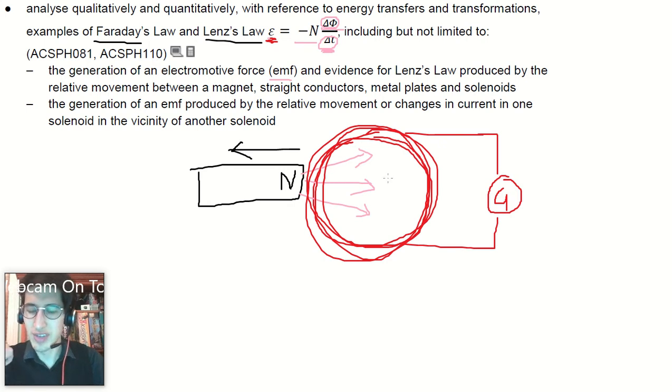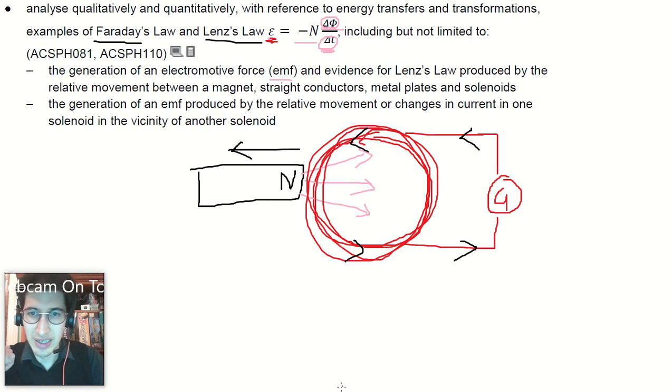So you definitely need a complete circuit to generate a current. In this case, this is a complete circuit. Current can flow around these wires and through the galvanometer. It's a complete circuit, right?